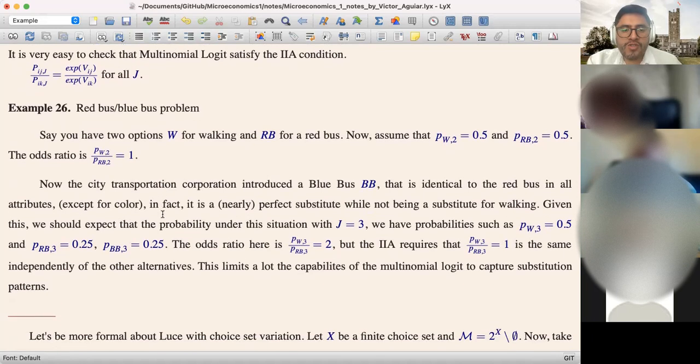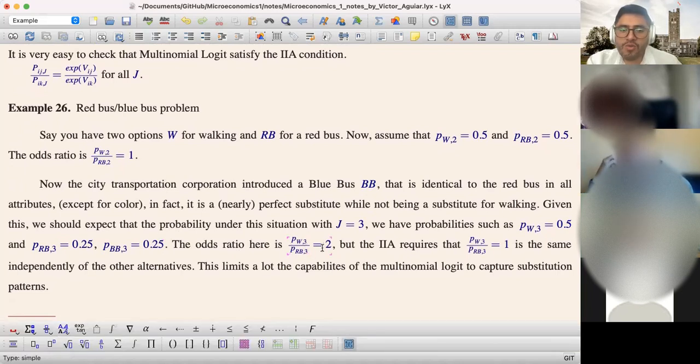And now the odds ratio here, of course, is going to be that the probability of walking versus red bus is equal to 2, okay? But here, red flag, right? What's happening? The odds ratio of walking versus red bus in the original menu is equal to 1. And now the odds ratio of walking versus red bus in the menu with 3 alternatives, one of them a duplicate, is equal to 2. So that fails the IIA, because IIA requires that the odds ratio of walking versus red bus is still 1, okay?